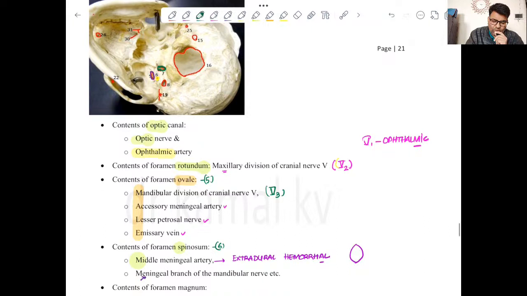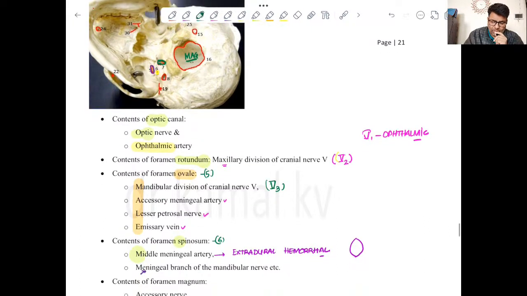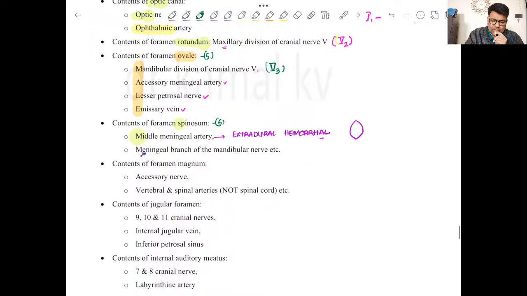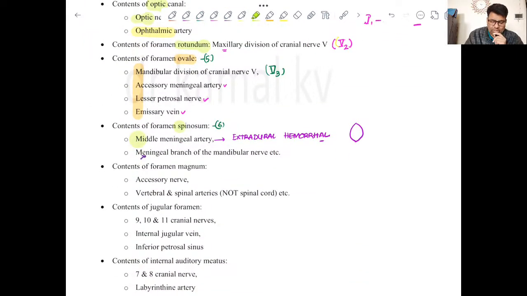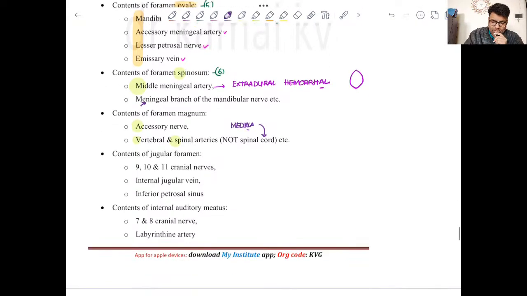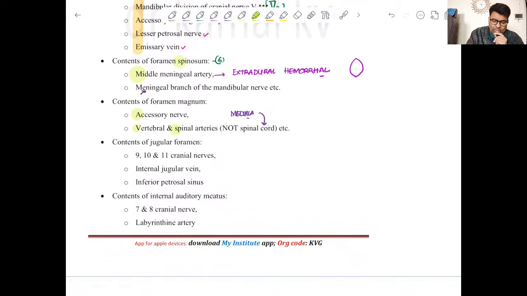Then this one is foramen magnum. The largest of all is the foramen magnum, and it gives way for spinal accessory nerve, vertebral and spinal arteries, and most important, it gives way for medulla, which later on becomes spinal cord. So it is not the spinal cord proper which comes out through foramen magnum, it is medulla. Please remember that. So this is foramen magnum.